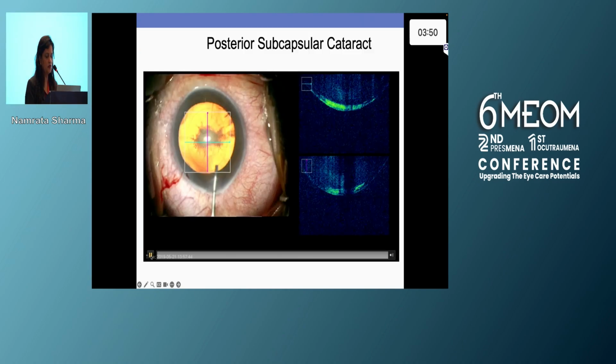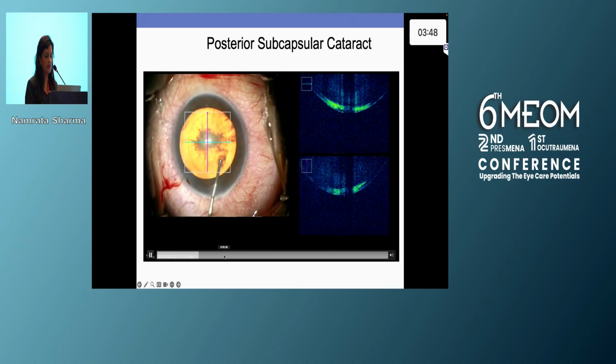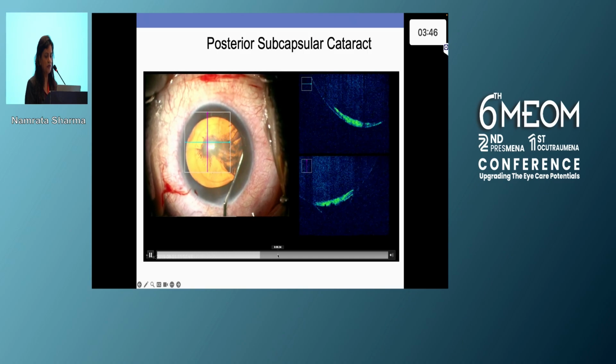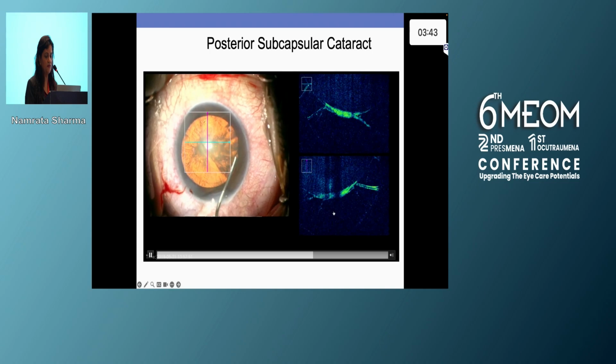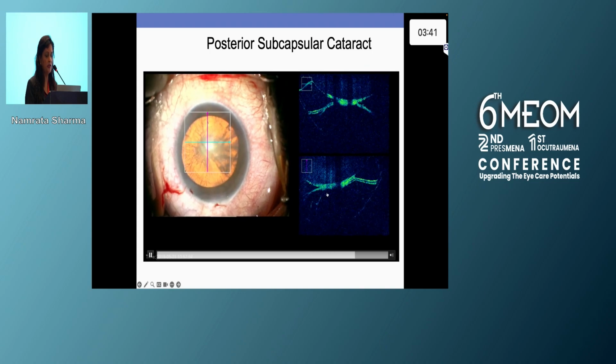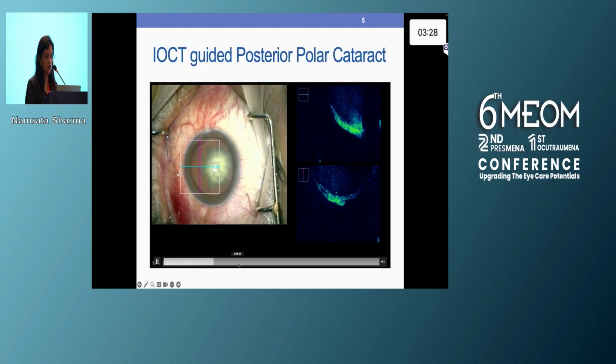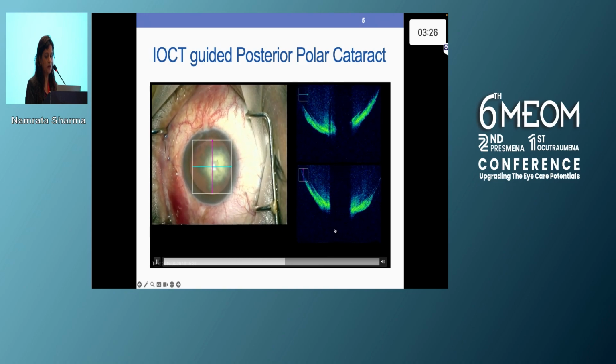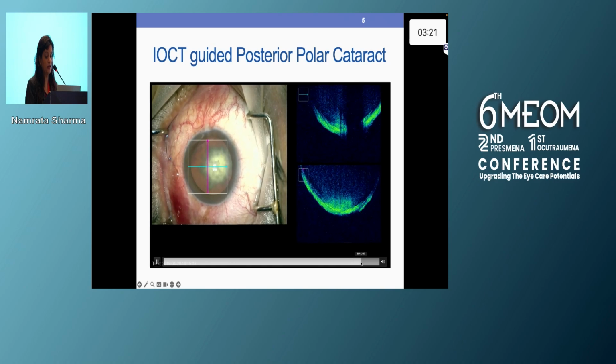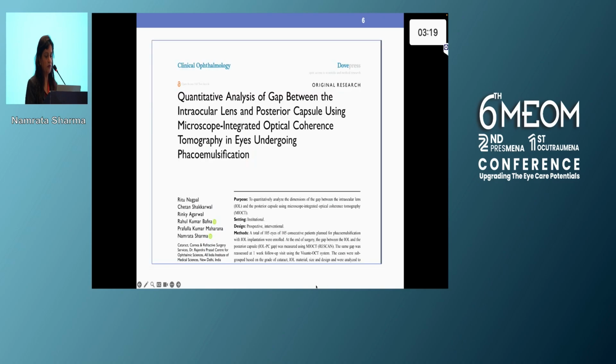Now again, this is to show you the wave of hydration. Once you do hydrodissection, notice that there is a wave there, and you can see the gap between the posterior part of the nucleus as well as the posterior capsule because of the fluid which is present here in such cases. Now here again, to highlight the same fact, that once you have a posterior polar cataract, you can see that there is a defect which is present, and it helps you to plan your surgery better because you know that this is a defect which is already there.